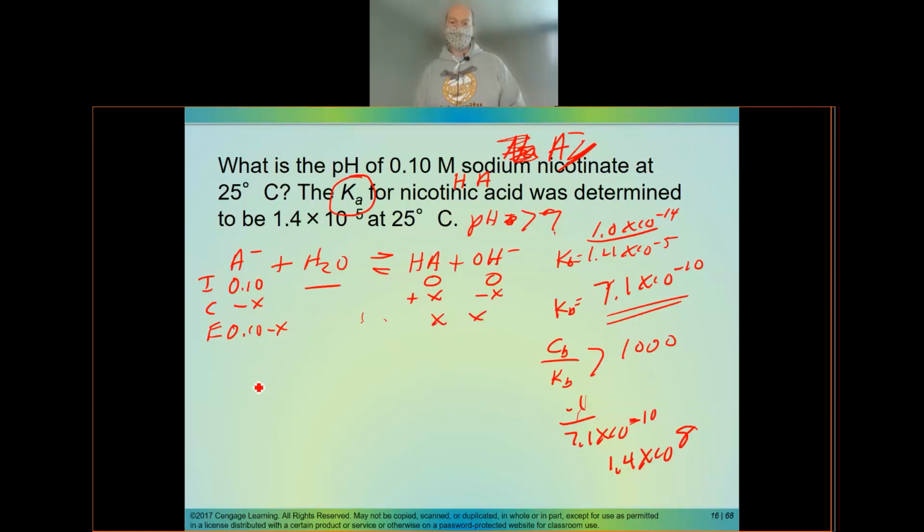at equilibrium. And so again, you have x squared over 0.10 minus x, and that is equal to 7.1 times 10 to the minus 10. So neglect your x. Multiply both sides by 0.1, and then take the square root, and you get 8.4 times 10 to the minus 6.